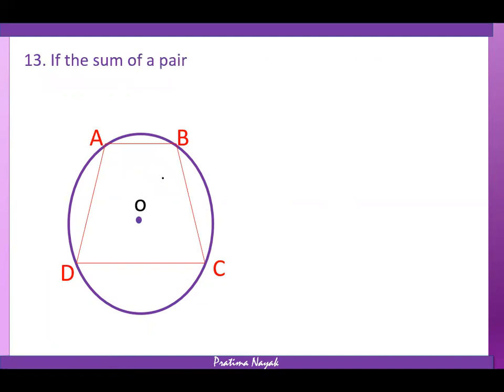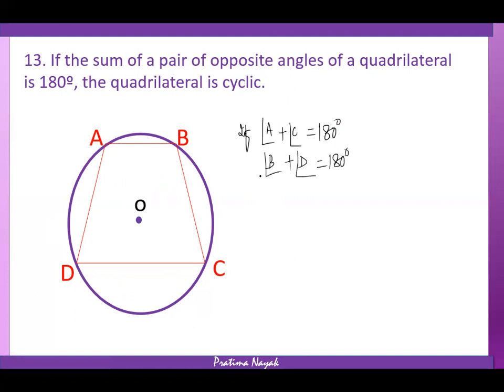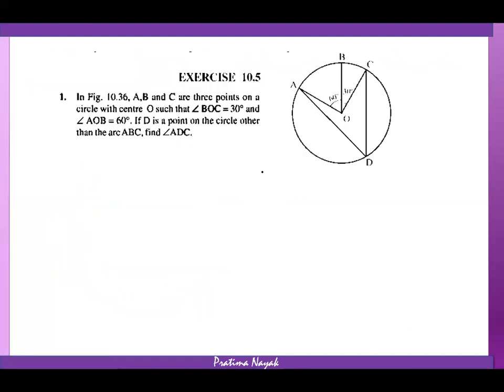Next, if the sum of a pair of opposite angles of a quadrilateral is 180 degrees, the quadrilateral is cyclic. If A plus C is 180 degrees or B plus D is 180 degrees, then ABCD is cyclic. That means its vertices will be on your circle. So after this concept, we'll go for the questions.